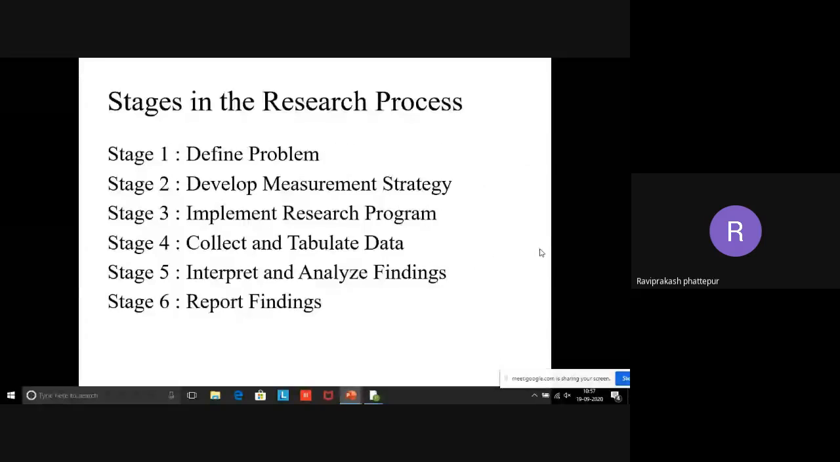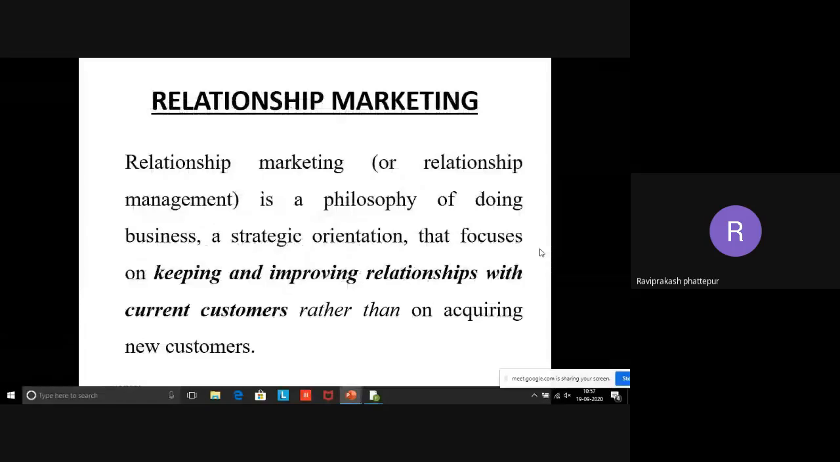Okay, next stages: define the problem, develop measurement strategy, implement research program, collect and tabulate data, interpret and analyze findings, and report the findings. Six stages there. Then relationship marketing, which says focus more on the present customers who you have than focusing more on the future customers, or new customers, which will help you in different ways. So we are looking into those.